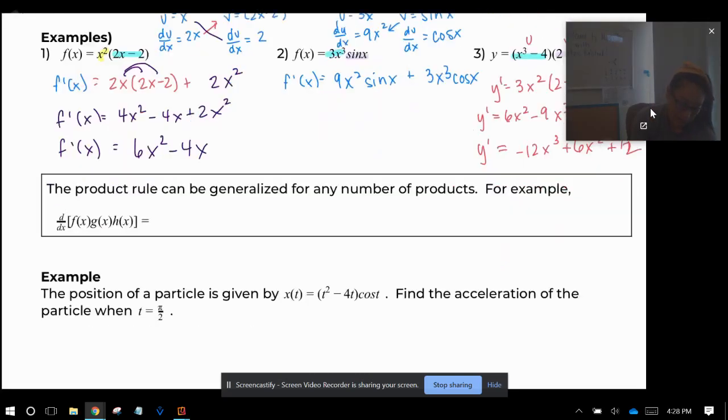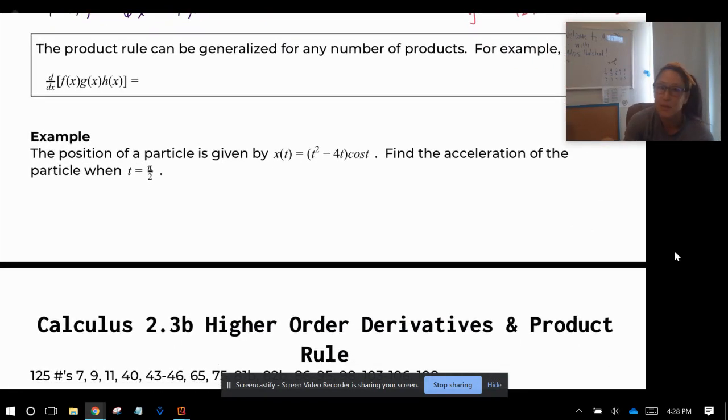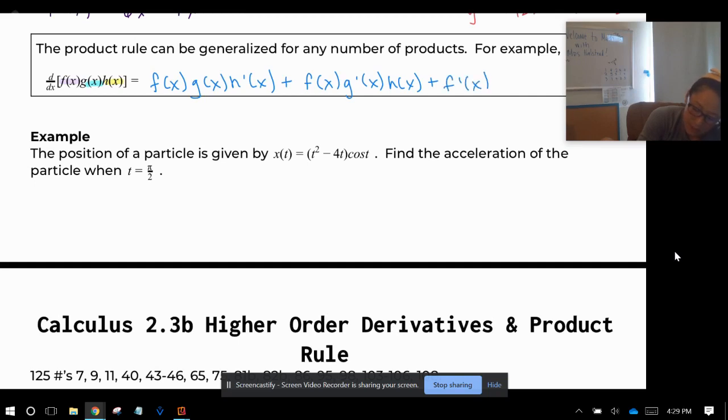All right, last part, I think. So product rule can be generalized. Say if I had three factors that I needed to multiply. I can take the derivative of 3 factors by taking f of x times g of x times h prime of x plus f of x times g prime of x times h of x plus the last one, f prime of x times g of x times h of x.